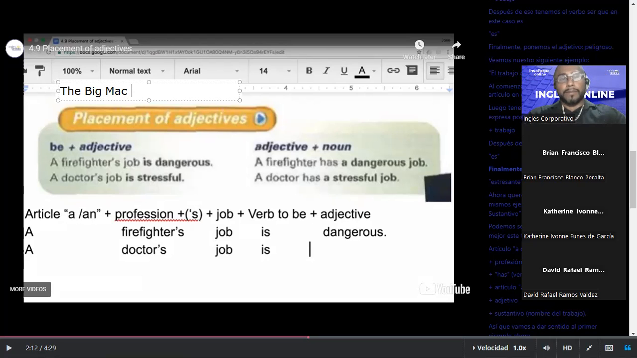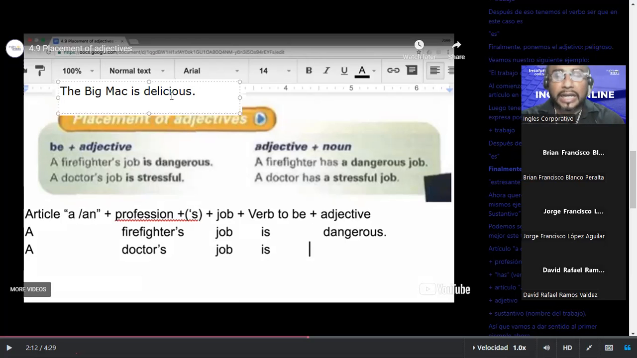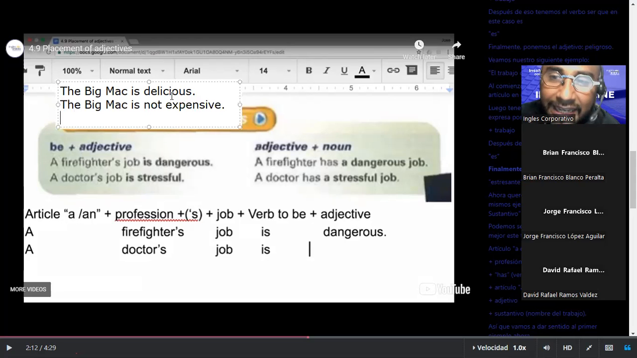Utilizando esta estructura, be verb más el adjetivo, sería, the Big Mac is delicious. Perfect, George. The Big Mac is delicious. Okay. ¿Y la Big Mac es cara o no muy cara? The Big Mac is not expensive. Very good. Excellent.